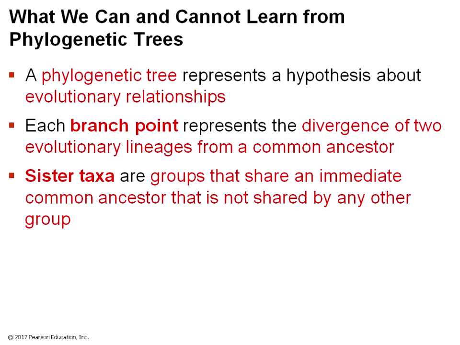So let's describe a phylogenetic tree. Phylogenetic trees look at evolutionary relationships. Each branch point represents the divergence, or the branching off, if you will, of 2 evolutionary lineages from a common ancestor. Sister taxa are groups that share an immediate common ancestor that is not shared by any other group. So you should know what a branch point is. You should know what sister taxa are.